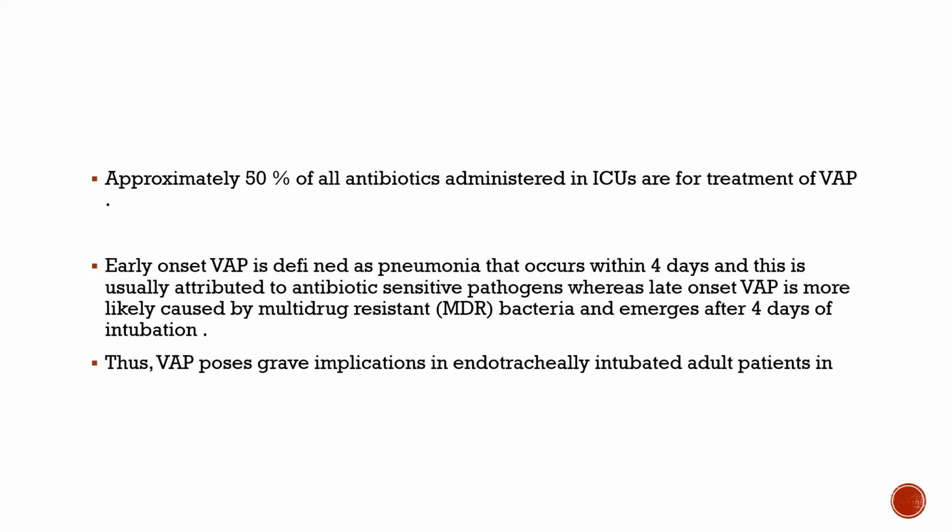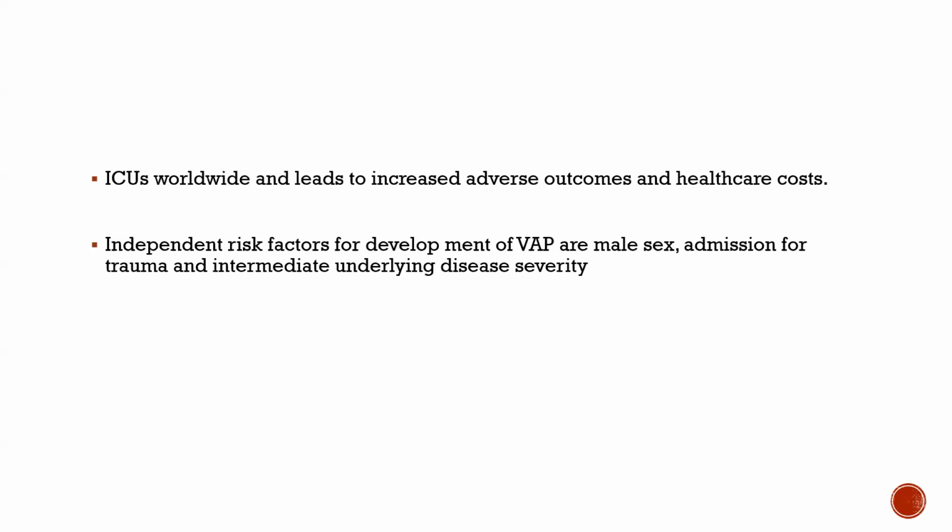So early onset VAP is defined as pneumonia that occurs within 4 days, and this is usually attributable to antibiotic sensitive pathogens, whereas late onset VAP is more likely caused by multi-drug resistant bacteria and emerges after 4 days of intubation. Thus, VAP has great implications in endotracheally intubated adult patients in ICU worldwide and leads to increased adverse outcomes and healthcare cost. Independent risk factors for development of VAP are male sex, admission for trauma, intermediate underlying disease severity.